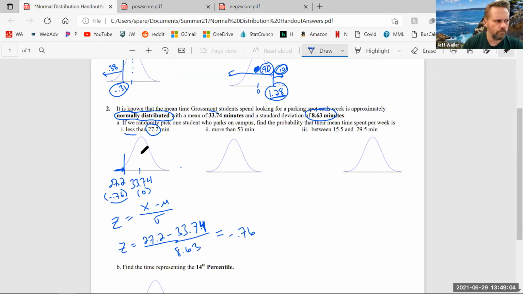The area to the left of Z. It's this area right there. And is that what the question wanted? So does that mean that 22.36% look for a parking spot 27.2 minutes or less? Yes. Okay. 22.36% of students would take less than 27.2 minutes to find a parking spot over the course of a week, right? I just added up all the times.